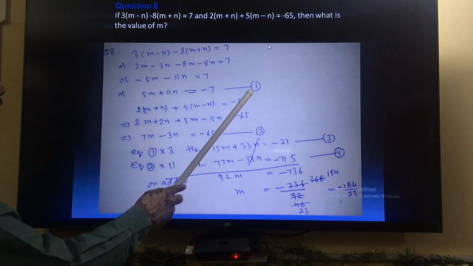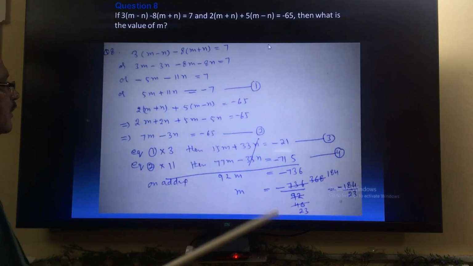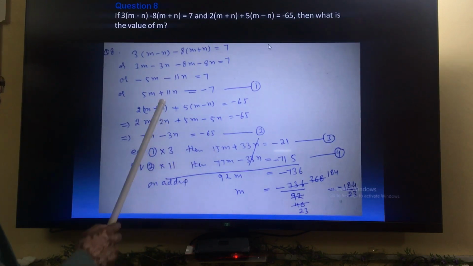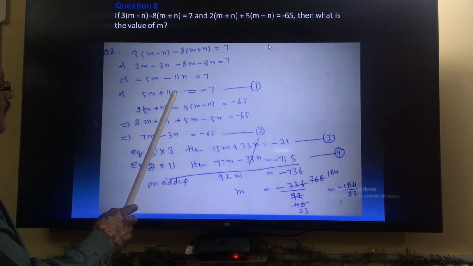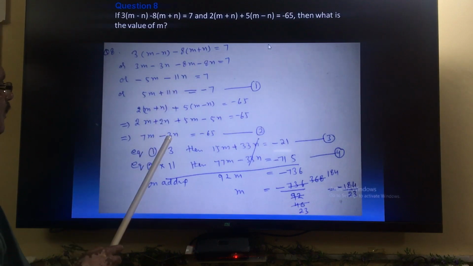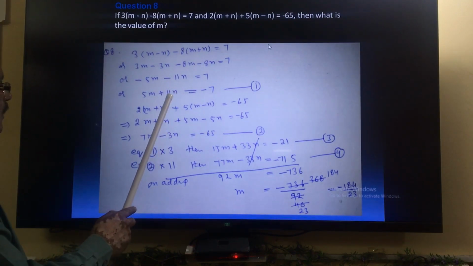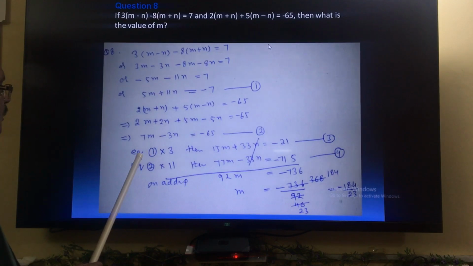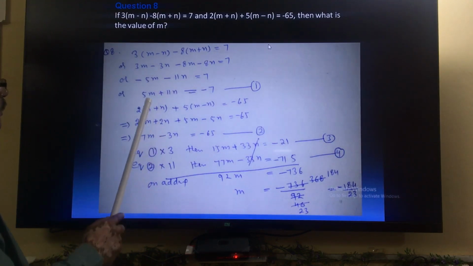Now, to solve these two equations, we will equate the coefficients. Suppose here we want to equate the coefficient of n. Here the coefficient of n is 11, here the coefficient of n is minus 3. So if I multiply the first equation by 3, it will become 33 here, and if I multiply the second equation by 11, it will become 33. So I multiply equation 1 by 3. So equation 1 is this.